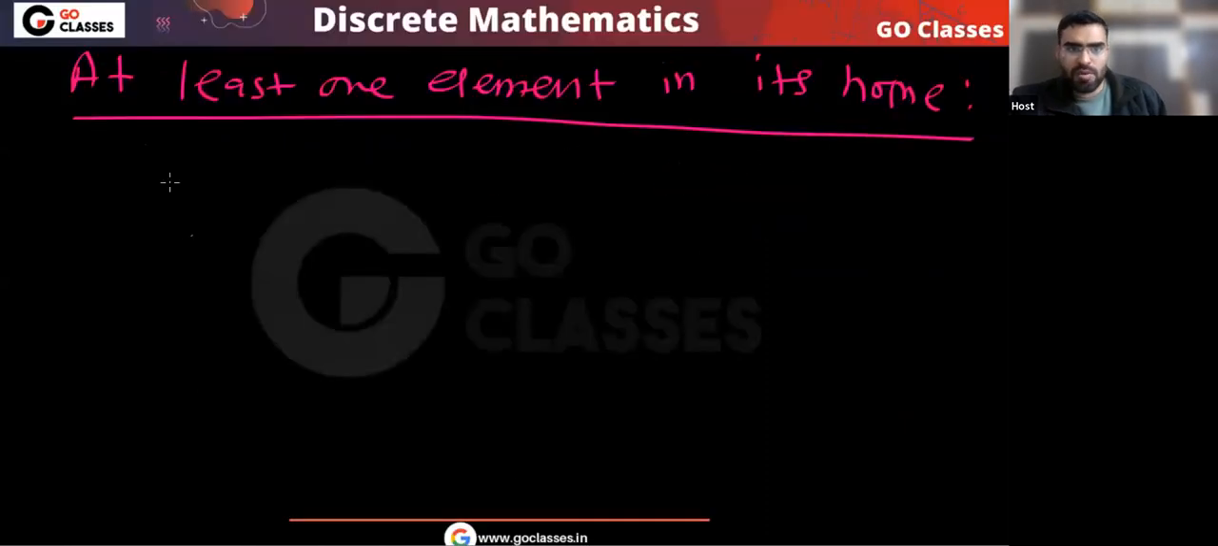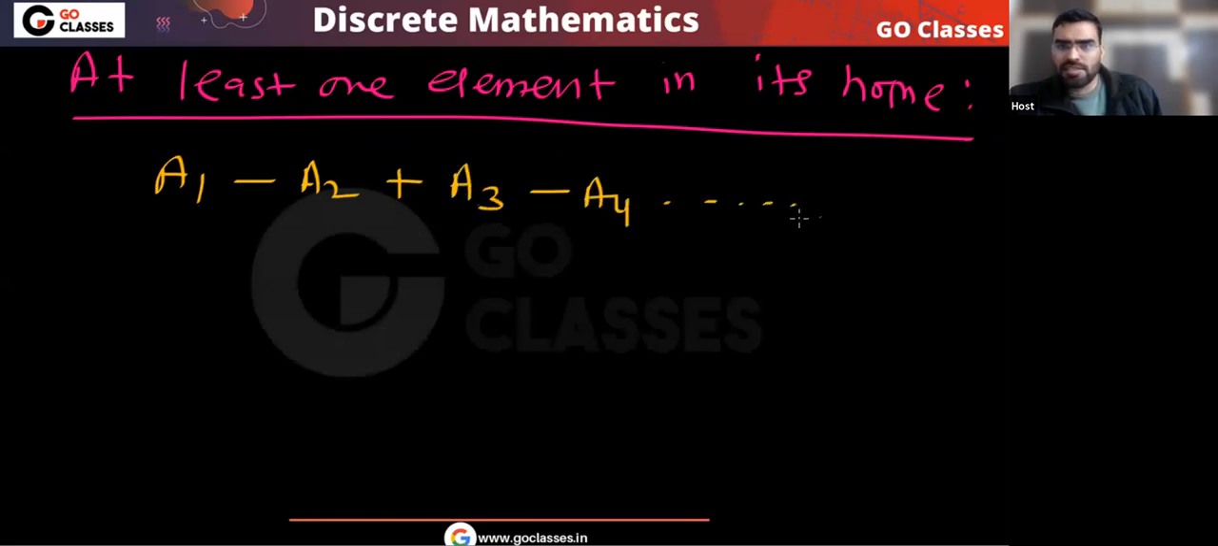So you can notice, this will be what? This will be A1, one element in its home, minus A2 plus A3 minus A4, something like this. Inclusion exclusion principle. Yes or no? So one element in its home. Can anyone tell me what is that?